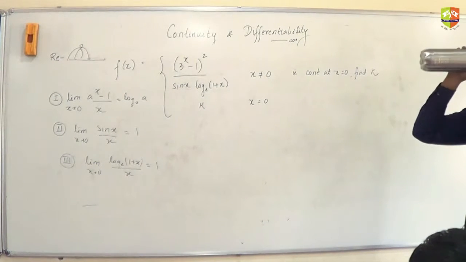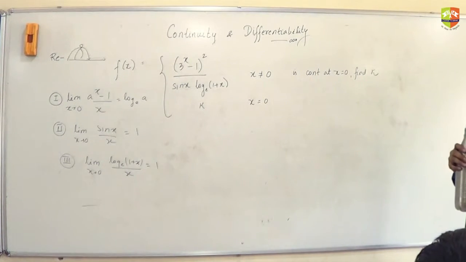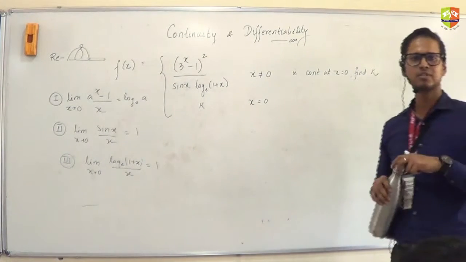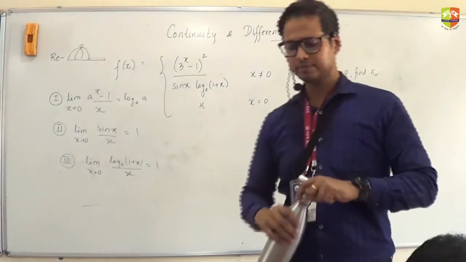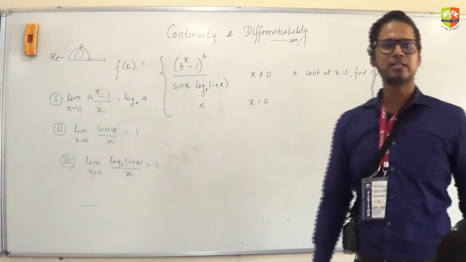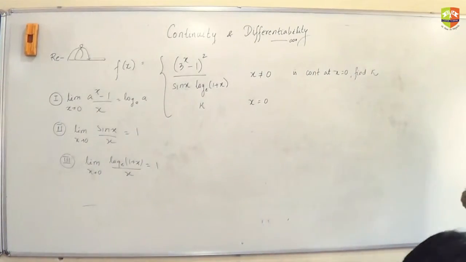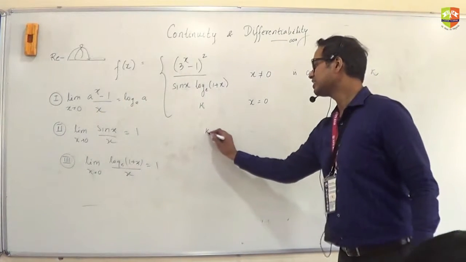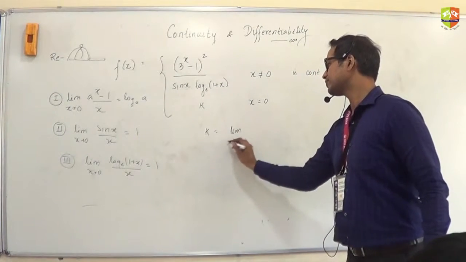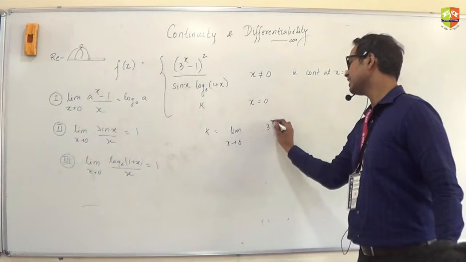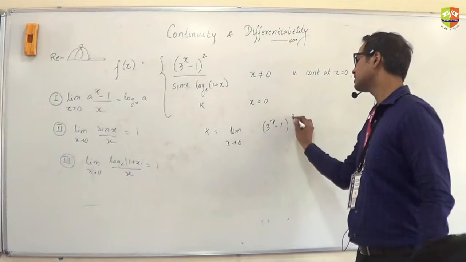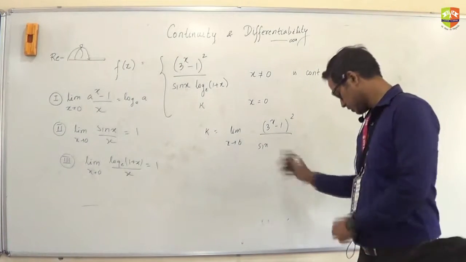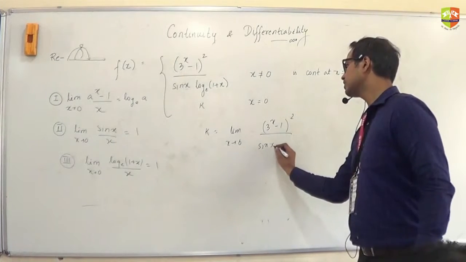So what is k? I got it, log 3 the whole square. Log 3 the whole square? Yeah, you are correct. So k value is nothing but it is just the evaluation of this limit.